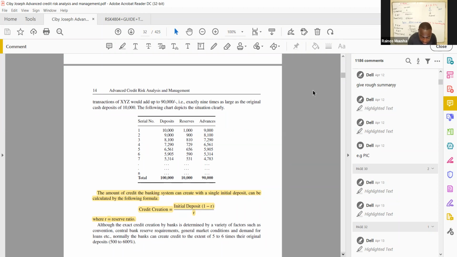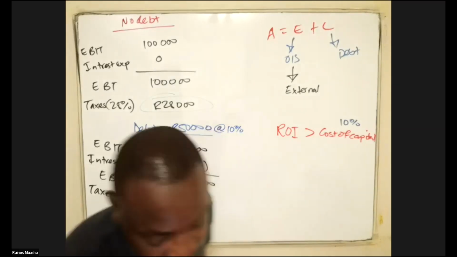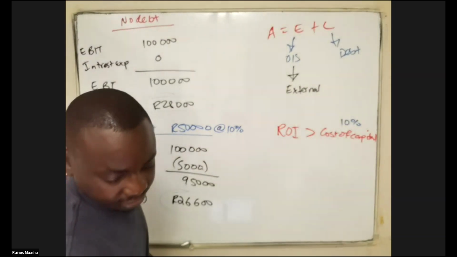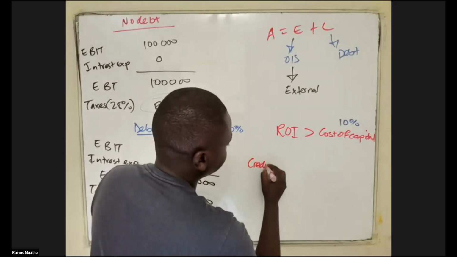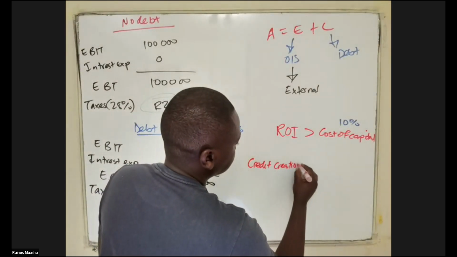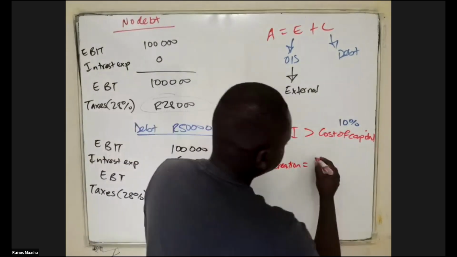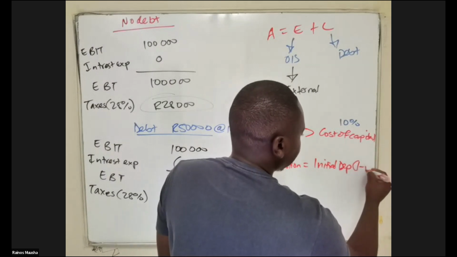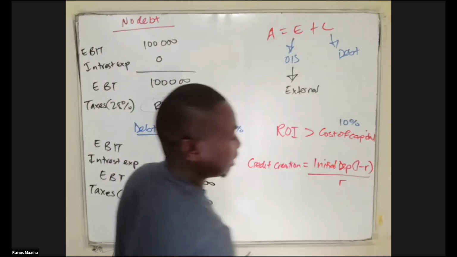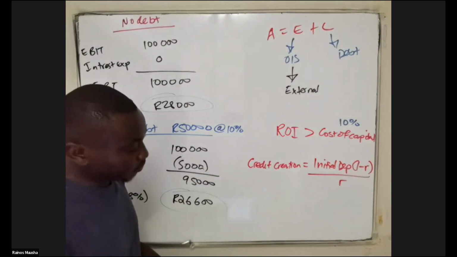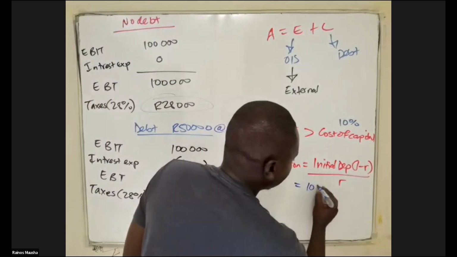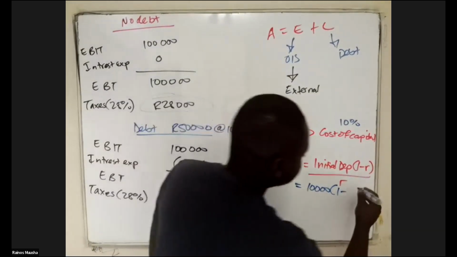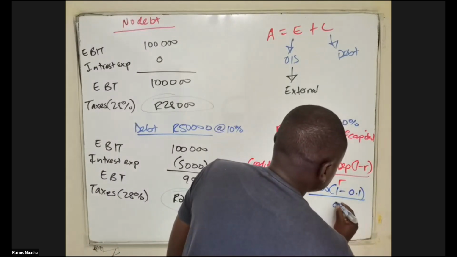So which means in this case, when you look at credit creation, remember we said your credit creation is given as your initial deposit multiplied by 1 minus the reserve requirement divided by the reserve requirement. In our initial example, the initial deposit was an amount of 10,000. We have a reserve requirement of 10%, so the reserve ratio is 0.1, divided by the reserve ratio of 0.1.